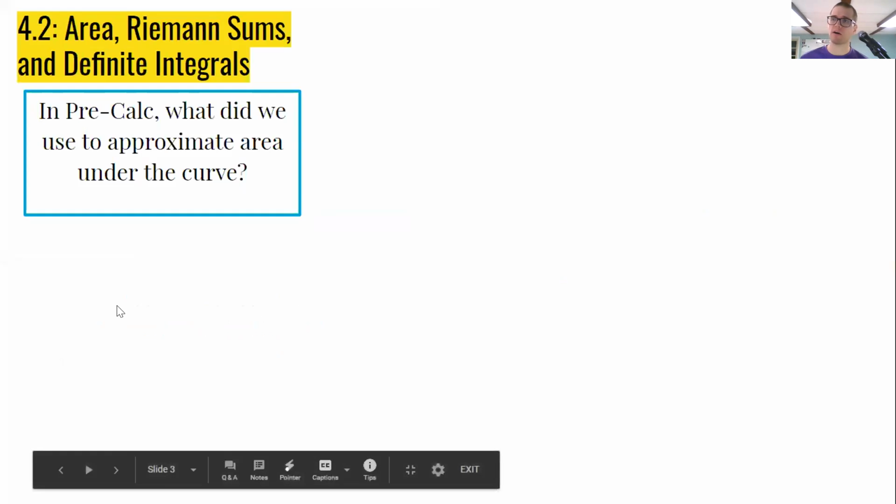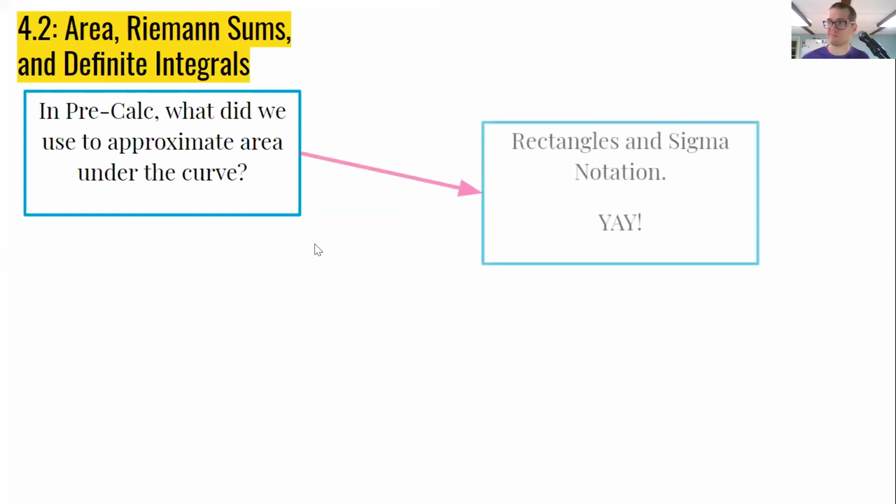So in pre-calc, what do we use to approximate area under the curve? Rectangles and sigma notation. That's what we use. Oh, there's Elise. Sweet. Again, we use the rectangles, but we use the sigma notation to try to automate the process.